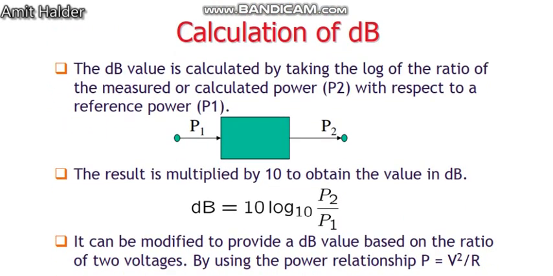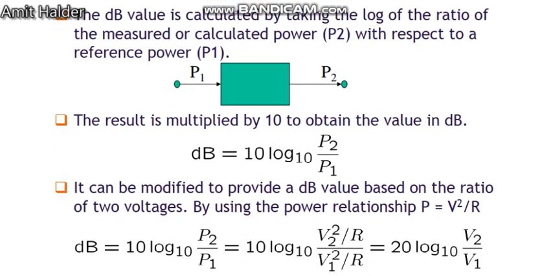Now, how can you calculate the decibel? The decibel value is calculated by taking the log of the ratio of the measured or calculated power P2 with respect to a reference power P1. So it will be the received power divided by the reference power, that means output by input. There is a simple logic behind this. And the result is multiplied by 10 to obtain the value in decibels.